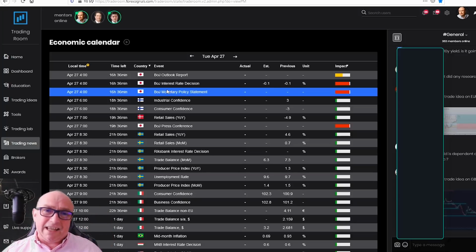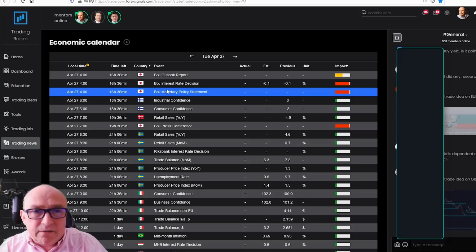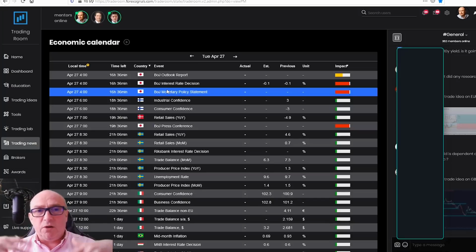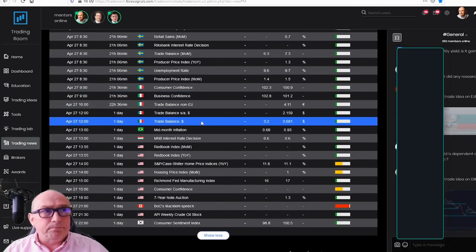interest rates. Unlikely that they'll be moving interest rates, but as with most of these central bank rate decisions, it's all to do with the follow-on statement that we look at. So give us clues and guidance of what they might be doing in terms of their economic policy going forward, in terms of their bond buying and so forth. So we always pay attention to that, and it has been known to move the yen quite considerably. So make sure you are aware of that.